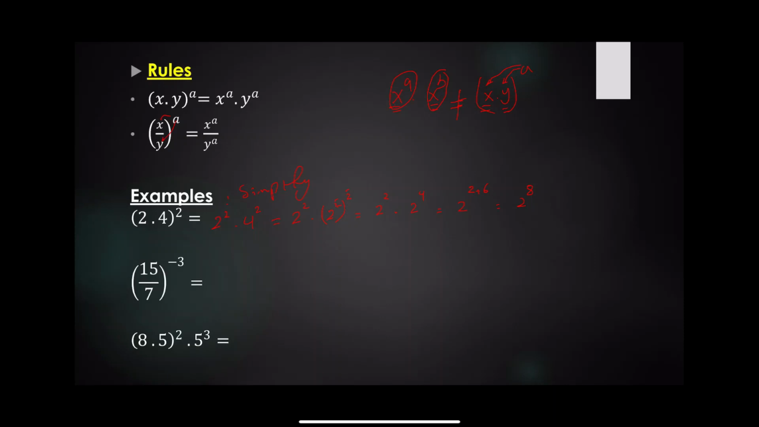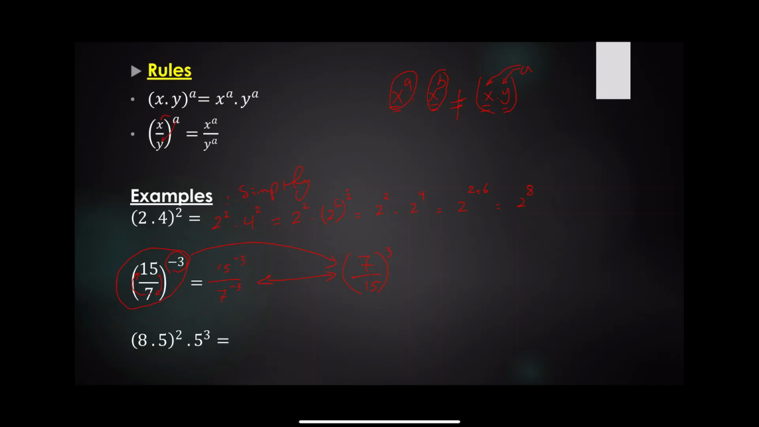Now, 15 can take the negative 3 and 7 can take the negative 3. Nothing in common between the 15 and the 7, so we can't continue. Stop here. By the way, this quantity is exactly 7 over 15 to the power 3. So we can flip. The denominator will become the numerator, and the numerator will become the denominator, and then change the sign of the exponent. So these two quantities are the same.